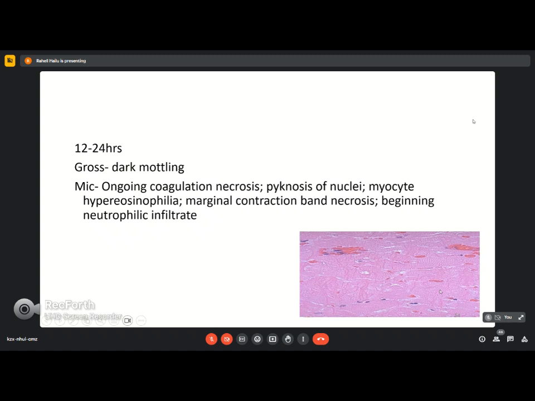So within the next 12 to 24 hours, you would expect dark mottling, which is a reflection of the coagulative necrosis here. I will show you what mottling means. And then there will be ongoing coagulation necrosis. It's much more pink than you would expect here. So the outlines of the cells remain maintained, but if you see this chunk of the heart muscle, it doesn't even have nuclei. So most of them are dead or dying.